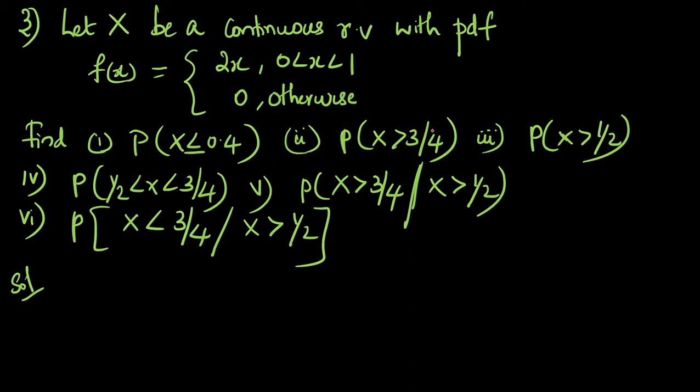Next question is, let x be a continuous random variable with the probability density function f of x given as: when the value of x ranges between 0 and 1, the function value will be 2x and 0 otherwise. We have to find the p of x less than or equal to 0.4, p of x greater than 3 by 4, p of x greater than 1 by 2, p of x in between 1 by 2 and 3 by 4, p of x greater than 3 by 4 divided by p of x greater than 1 by 2, and also p of x less than 3 by 4 divided by p of x less than 1 by 2.